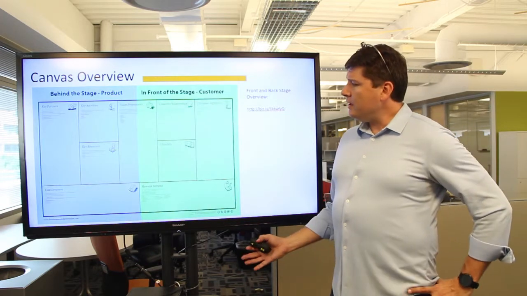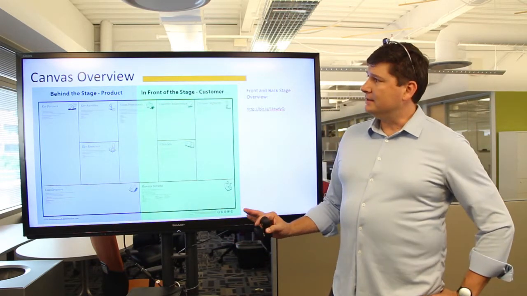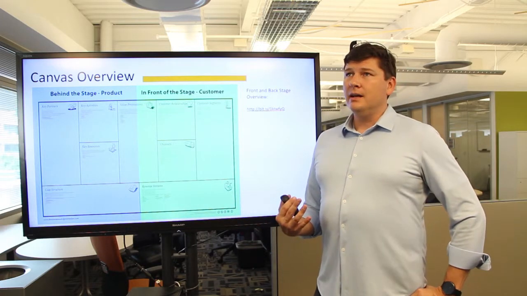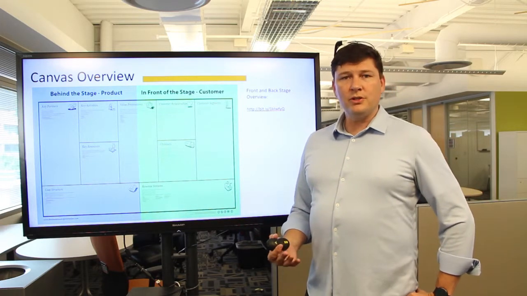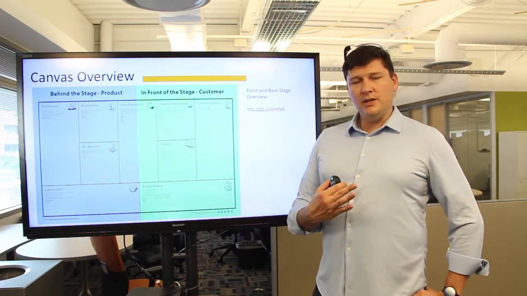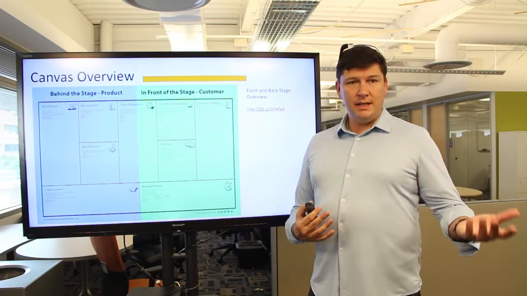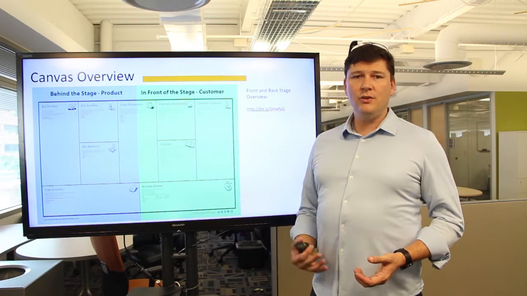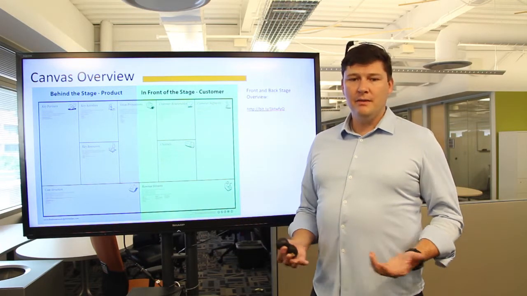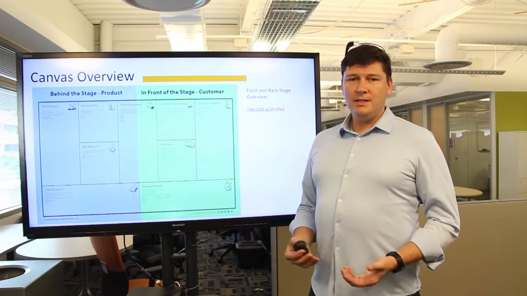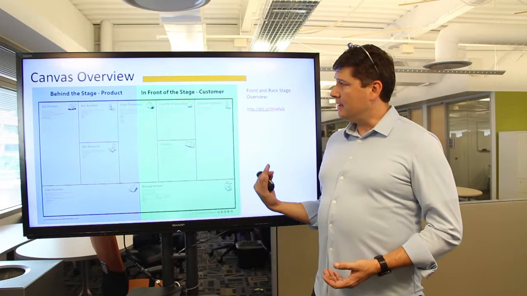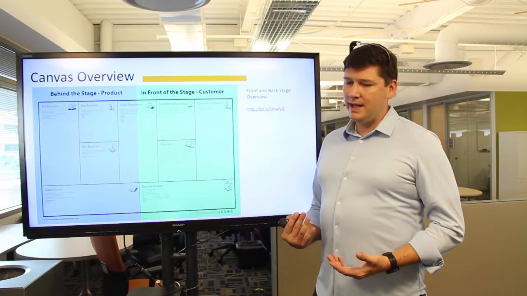So one of the interesting things about the canvas is that if you considered it analogous to a theater or a production, you have the front of the stage where the audience is sitting and they can see the actors, and then behind the scenes you have the backstage, all the things that you need to do to make that production occur. Well, this is very similar. On the right you have behind the scenes, and in the front you have the front of the stage.